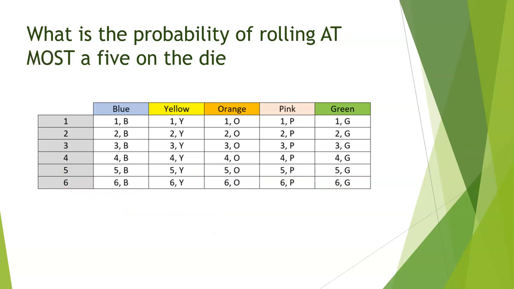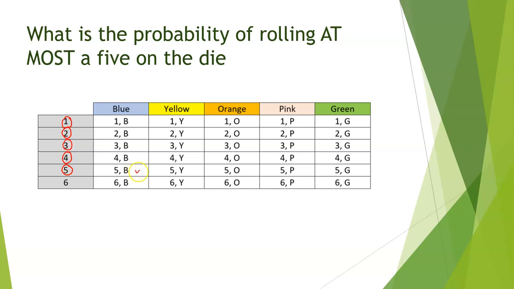This is the final problem. What is the probability of rolling at most a 5 on the die? Now at most means that I must have a 5, but as well I need every number below 5. So I need to have 5 and all the other numbers below it. Once again, the spinner isn't even mentioned, so it doesn't matter what I get on the spinner. I can get all 5 colours on the spinner, but I must get 5 or less on the die.